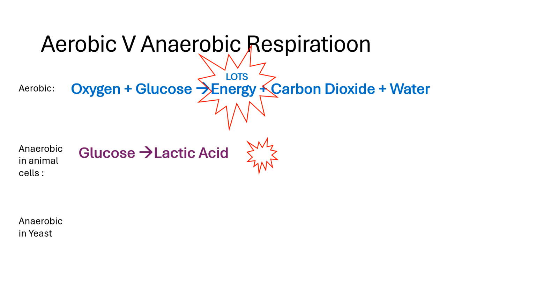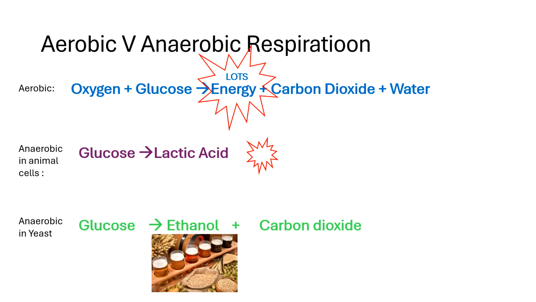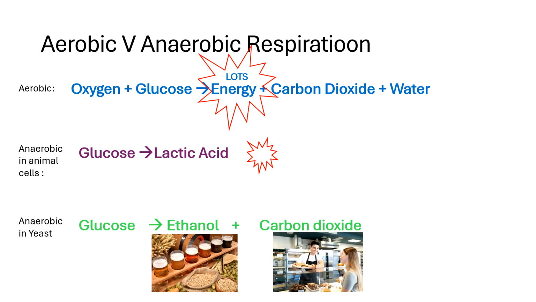Anaerobic respiration in yeast is also known as fermentation, and again this lacks oxygen. It starts off with glucose, and when broken down it produces ethanol and carbon dioxide. Ethanol is used in the brewing industry to make alcohol, and the carbon dioxide that's produced is used to make bread rise.